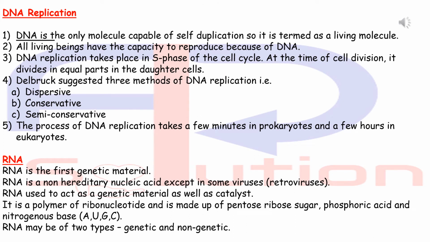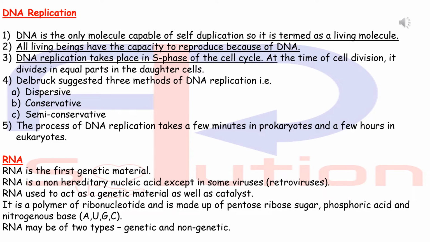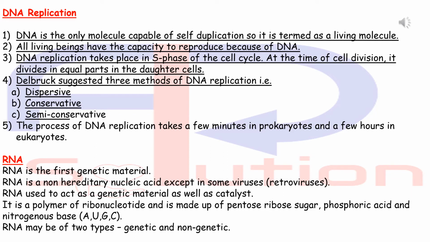DNA replication. DNA is the only molecule capable of self-duplication, so it is termed a living molecule. All living beings have the capacity to reproduce because of DNA. DNA replication takes place in S phase of the cell cycle. At the time of cell division, it divides in equal parts in the daughter cells. Delbruck suggested three methods of DNA replication, i.e., dispersive, conservative, and semi-conservative. The process of DNA replication takes a few minutes in prokaryotes and a few hours in eukaryotes.